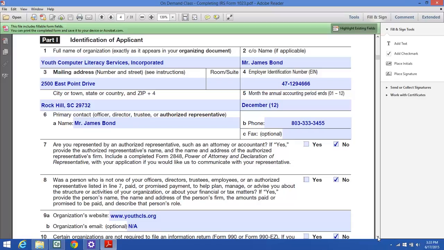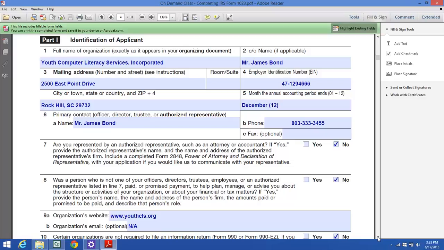The employer identification number, or EIN, is a number that you have already received or applied to receive from the Internal Revenue Service. You will put that number there. Some people also call it the federal identification number. Then the city or town, state or country, and zip+4. You would put whatever city you're operating out of, the state or country, and your zip code.